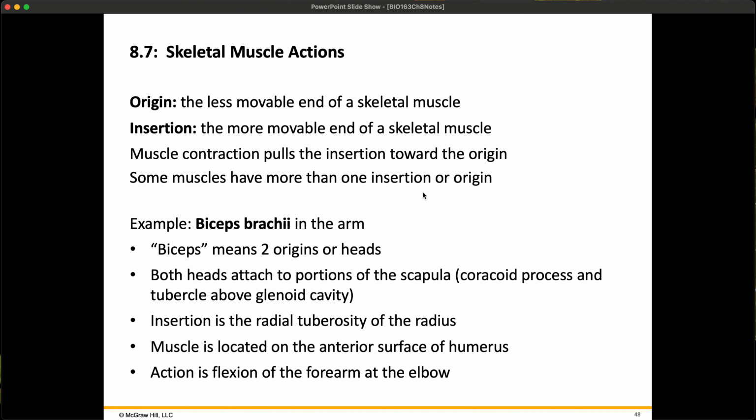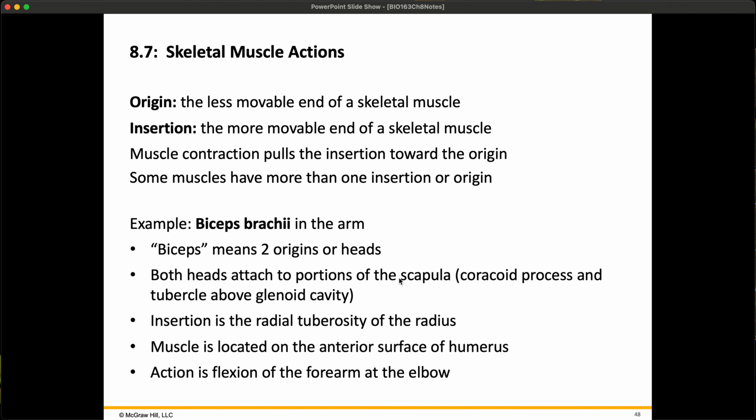And some have more than just one origin and insertion. An example of that is the biceps brachii. Biceps: bi is two, sep refers to cephalic, that's your head. So the biceps has two heads, and brachii refers to your brachium, your upper arm. So biceps brachii is its full name. If you just say biceps, you actually have a biceps muscle in your hamstring, your biceps femoris. So when you're talking about the muscle in your arm, you really should say biceps brachii to be specific about that.